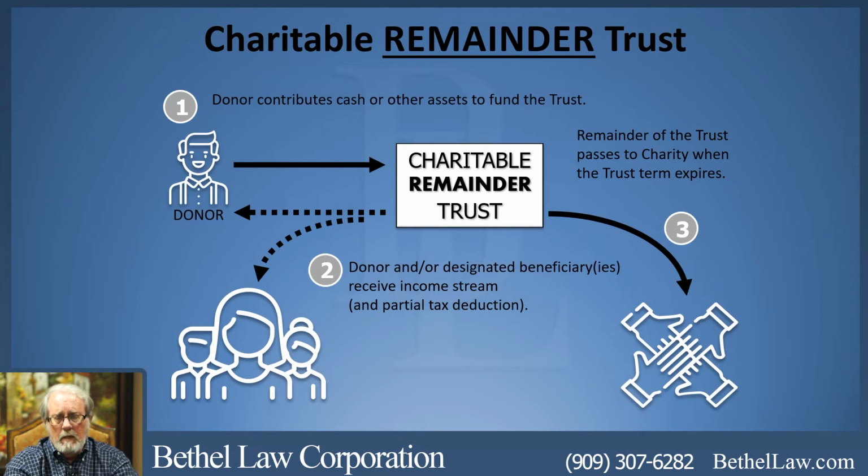Now, at the end of the term, though, the corpus of the trust, the asset, actually goes all out to the charity. Now, the beauty of both the charitable lead trust and the charitable remainder trust is you do get an upfront charitable deduction as a result of your donation of the property or the asset to the trust. And you'll notice that in the charitable remainder trust, even though you get the upfront charitable deduction, at this moment in time, you are not giving the property directly over to the charity until the end of the term.